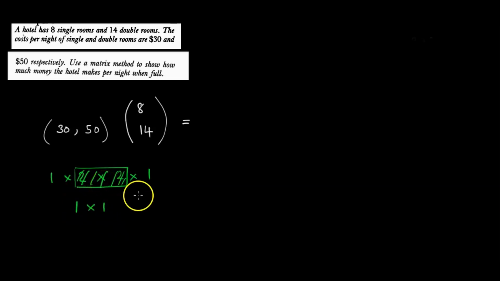It's a single number. We are going to be multiplying 30 times 8, as should be done. Because 8 single rooms, 1 room ichita $30. Kuti tizive the total amount, it's 30 times 8. And this should add 50 times 14. Like that. What is 30 times 8?